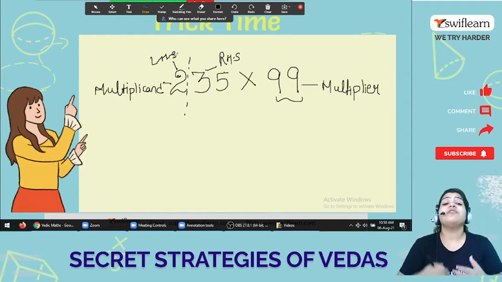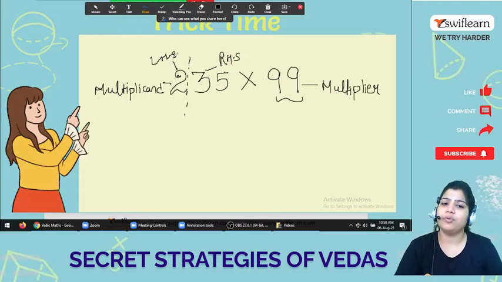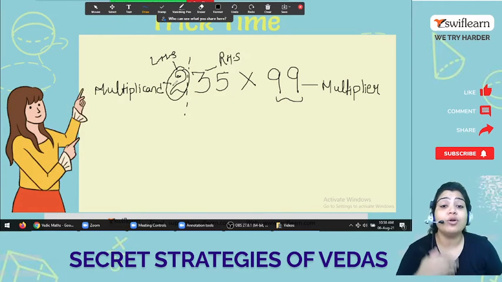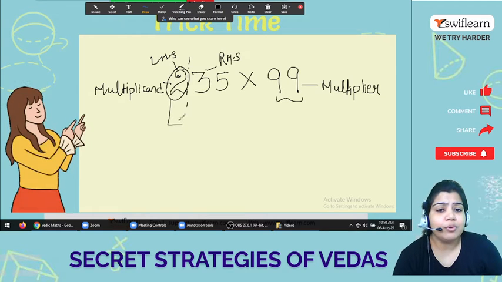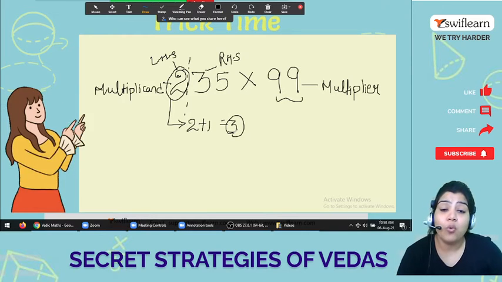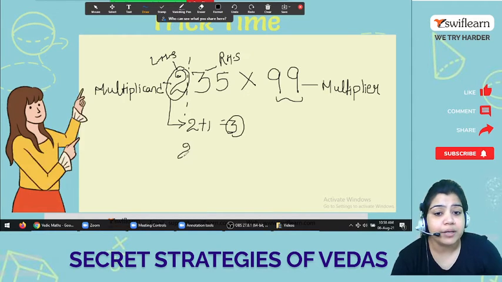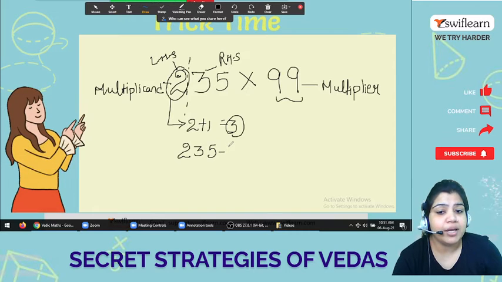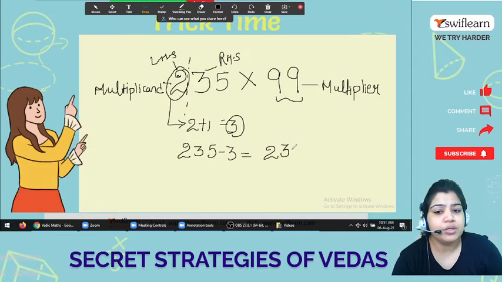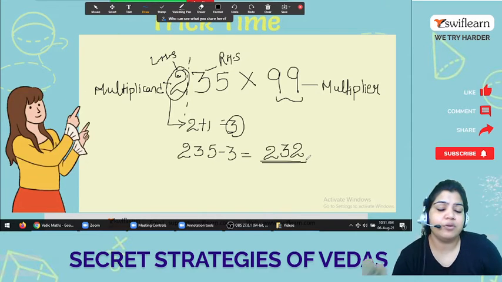Now, to get the first part of your answer, what will you do? Take one more than this LHS. What is one more than LHS? That becomes 2 plus 1 is 3. And this 3 you have to subtract from your whole multiplicand. What is your multiplicand? 235 minus 3. So your answer is 232. This is the first part of your answer.